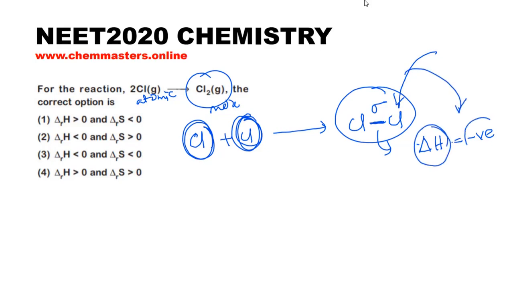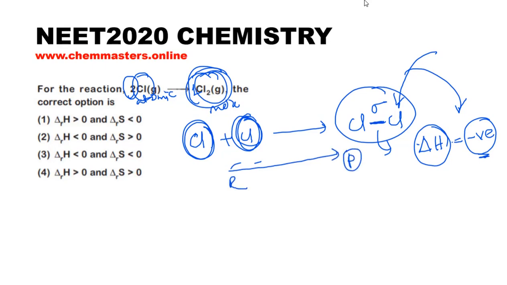So the enthalpy change must be negative. And at the same time, 2 moles of atoms of chlorine are combined to produce 1 mole of chlorine gas or Cl2 molecule. So in this case, the number of atoms decreased from reactants to products. Whenever the number of gaseous atoms decreases, then the entropy decreases. That's why the entropy change is also less than 0.